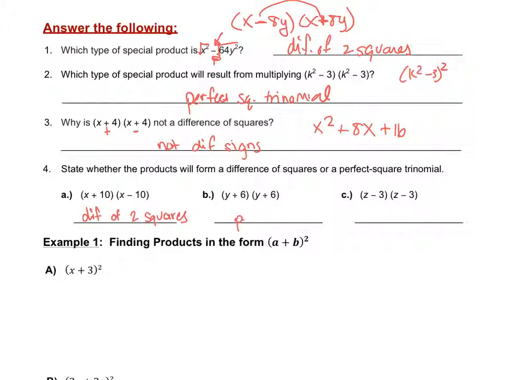In the next one, we'd have a perfect square trinomial, both plus signs. And in the other one, they're both minus, subtraction, so it's another perfect square trinomial. All right, let's take a look at some examples.